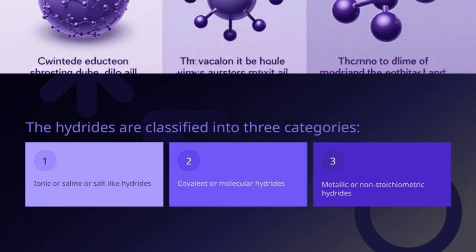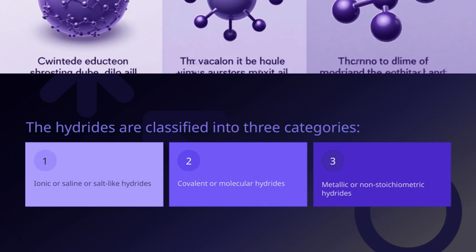Next, we have covalent or molecular hydrides. These involve sharing electrons between nonmetals, resulting in molecules like water or methane. They usually have lower melting points and are less conductive. Finally, there are ionic or saline, salt-like hydrides. These are formed when metals react with hydrogen to produce salts, like sodium hydride.